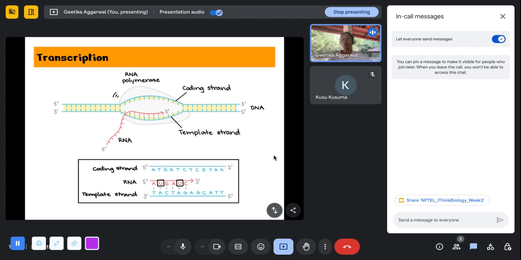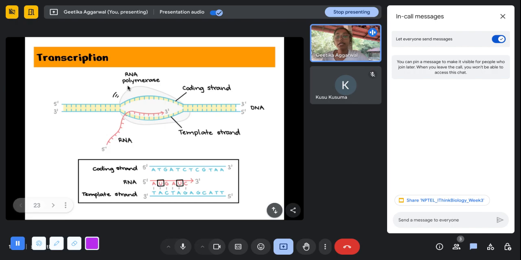Coming to transcription in more detail, as I mentioned, this RNA polymerase comes and binds to the DNA strand, and it leads to opening up of the DNA helix, and it moves along the helix and keeps joining the nucleotide bases, forming the RNA.